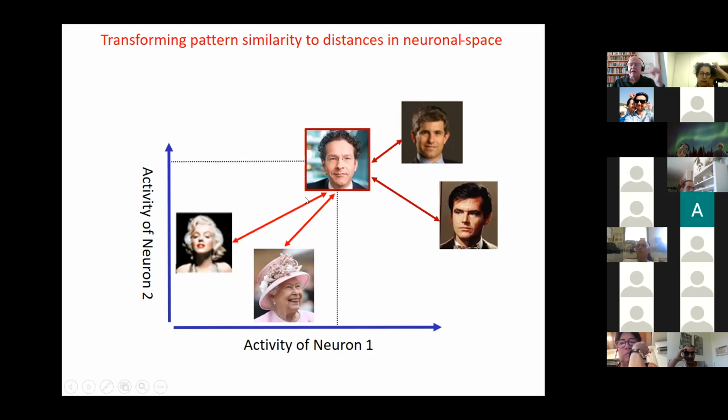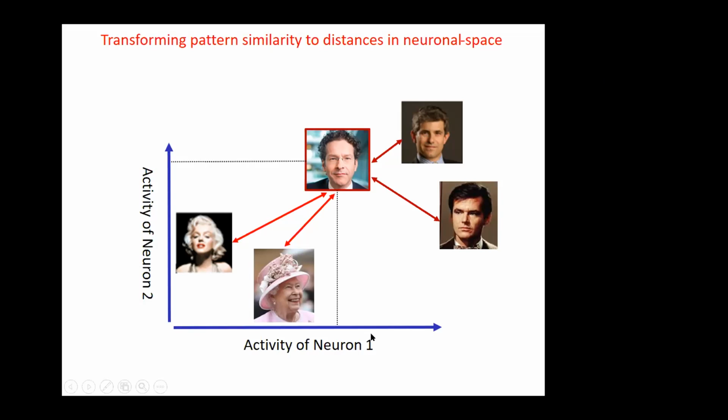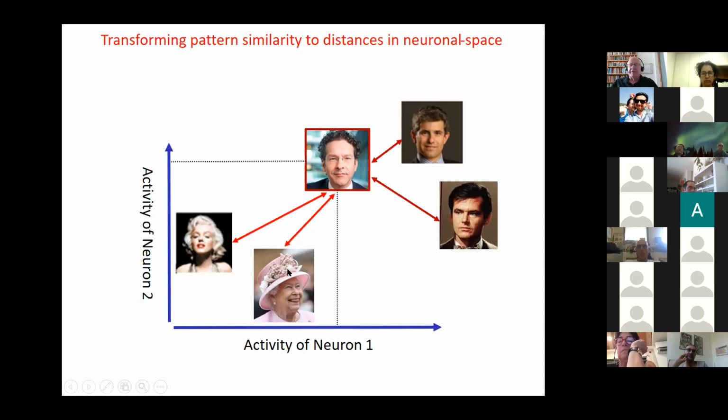Notice that if the activation of this chap and Marilyn Monroe are very different, then there will be a long geometric distance between them in this representation, while these two guys, because they have a very similar profile, will have a very short distance in this representation. This is, of course, a toy representation of only 2 neurons. In reality, as I said, each face activates millions of neurons, so we have a space made up of millions of dimensions in which these different faces live, the activation space. We will call it neuronal shape space or image space.